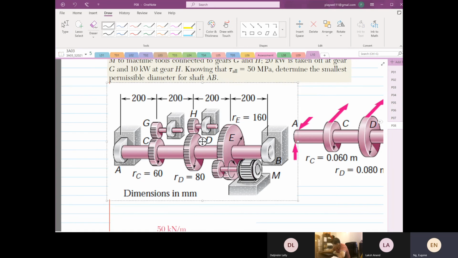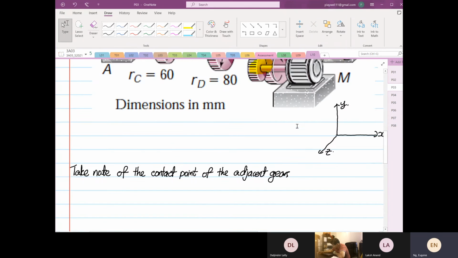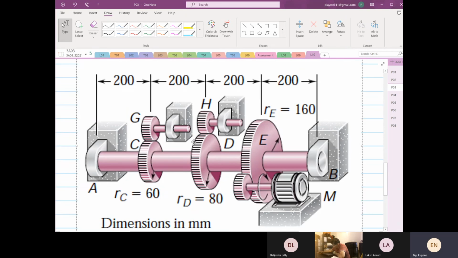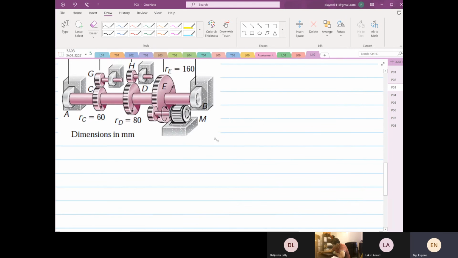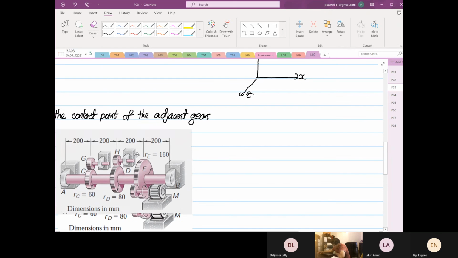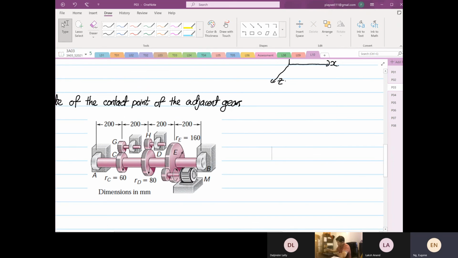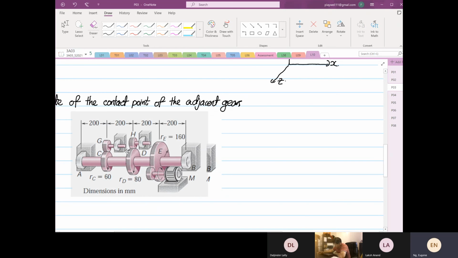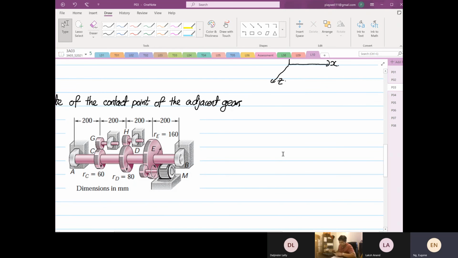So what do I mean by that? What do I mean by we're going to take note? I'm going to copy this and make it small so you can see. What do I mean by this term? Take note. I want you to realize where the contact points are. That is ever so important.